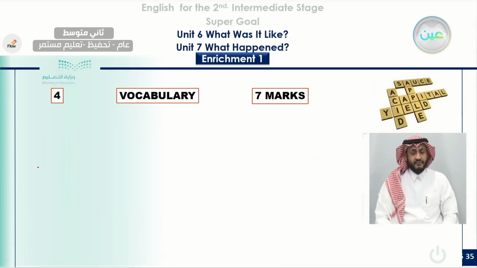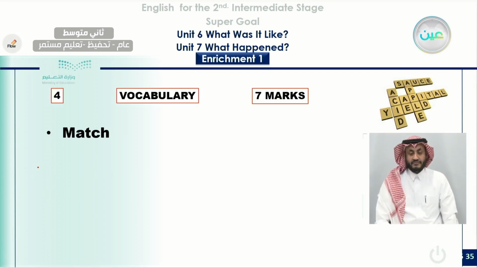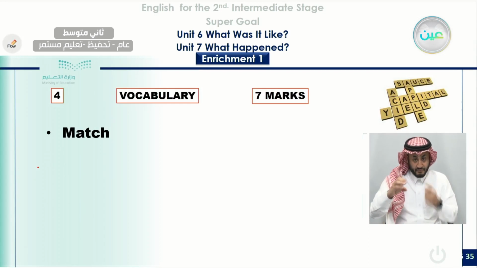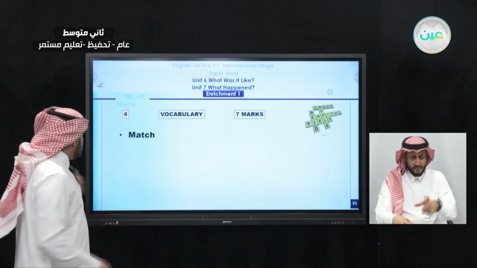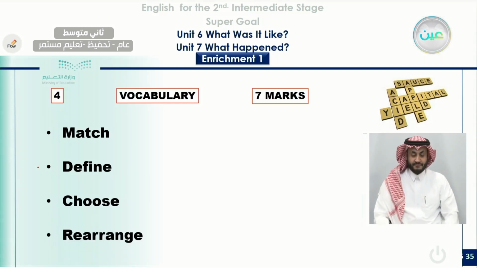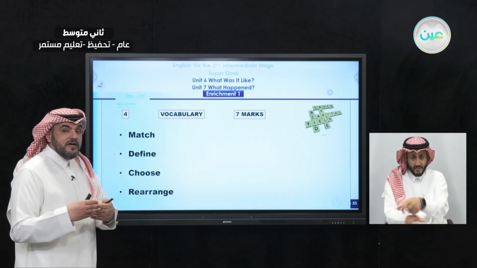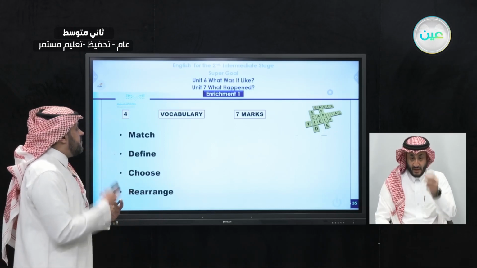In the vocabulary also, it is very important to notice how you're going to answer the questions. Sometimes you have questions like matching. You match the definition with the word, or the picture with the word. Sometimes you have to give a definition to the word. Sometimes you have to choose: you have the 2 words and you choose the right answer. Or rearrange, to unscramble: you have a sentence which has some words that are scrambled, and you unscramble them and arrange them.